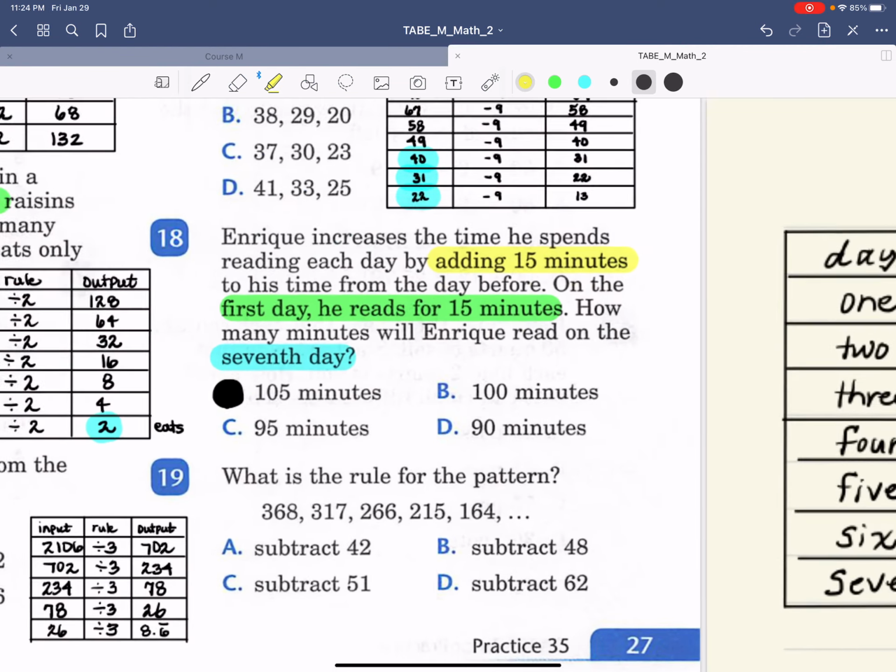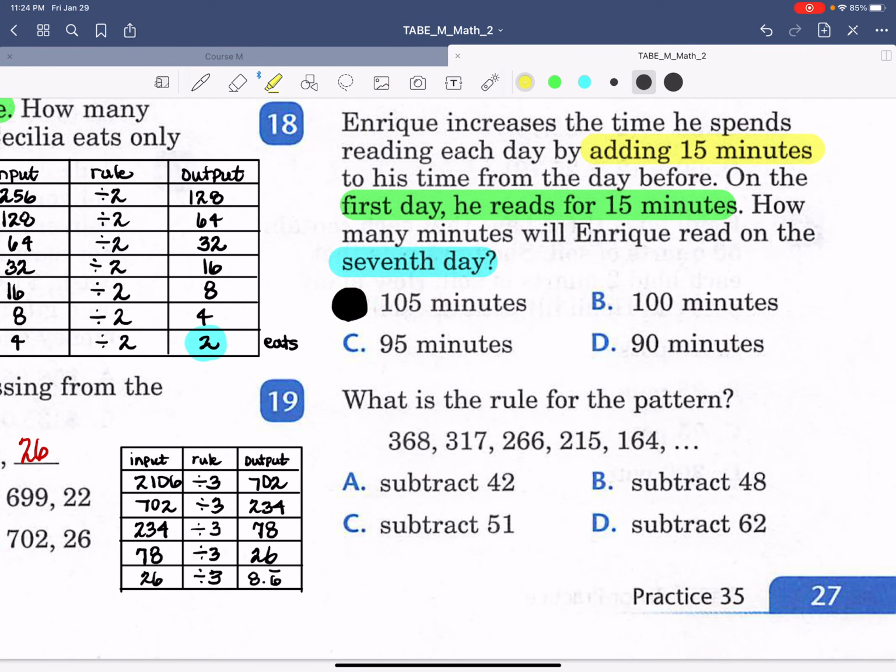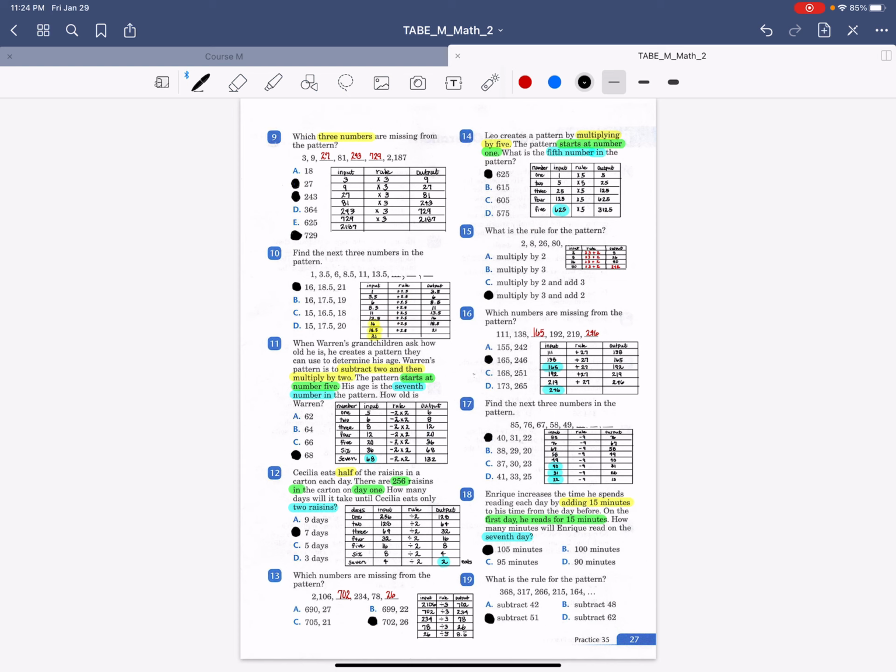You could also try your 4 choices there to see which one fits. That's another way to solve this. So you would try subtracting 42. That wouldn't work, and you just have to try all 4 options. That's absolutely a way to get the answer.